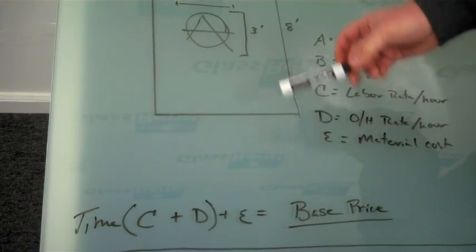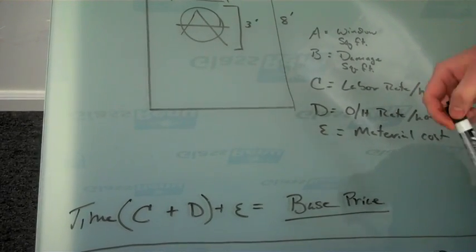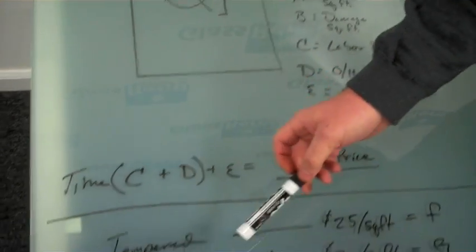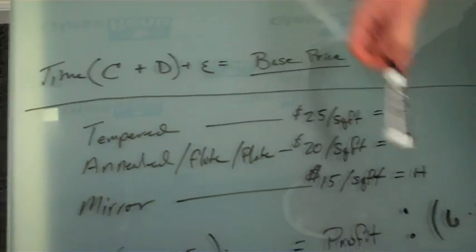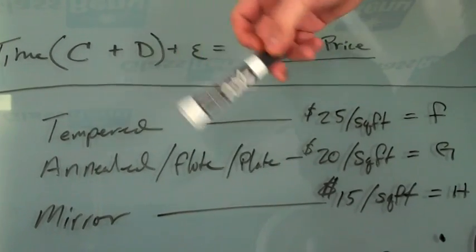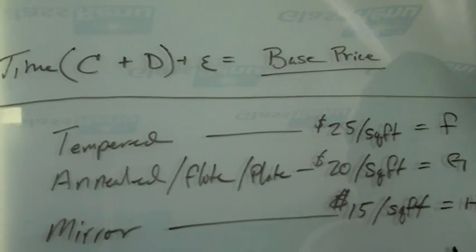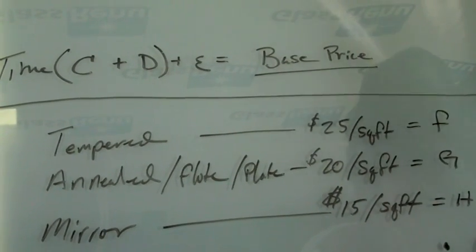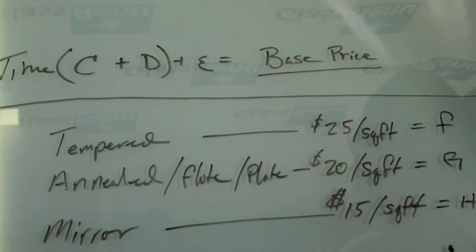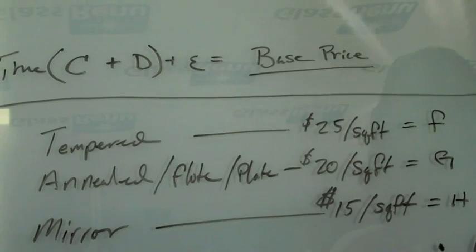So next up, we're going to try to figure out what we add to that base price for profit, because right now there really isn't any profit built into this. What we need to do is first determine the type of window. Is it tempered, annealed, float, plate, or mirrored? You need to call around and talk to several glass shops and try to come up with a nice round number as to per square foot, what would it cost to replace that glass?